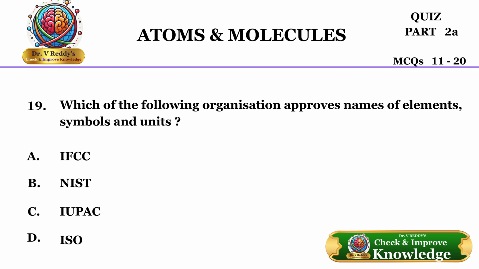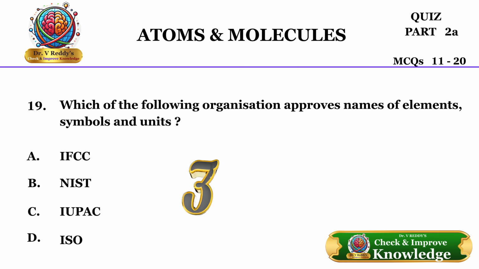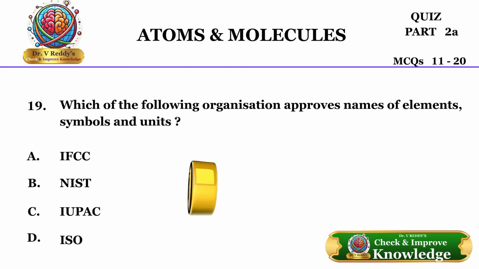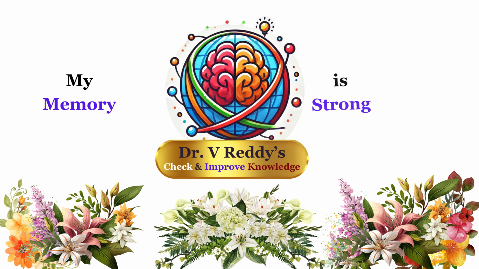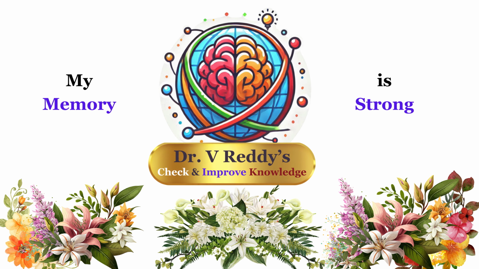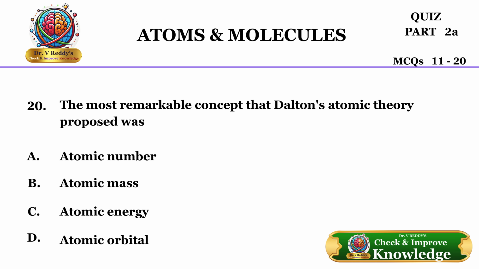19. Which of the following organization approves names of elements, symbols and units? C. IUPAC. 20. The most remarkable concept that Dalton's atomic theory proposed was B. Atomic mass.